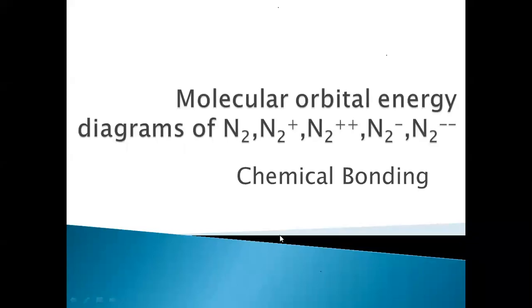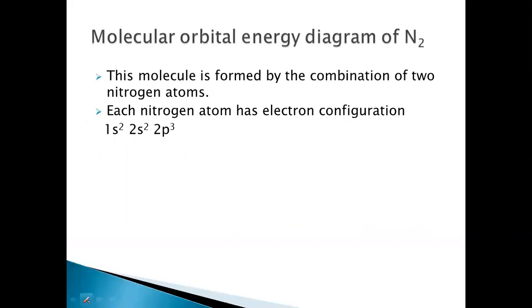In this video, I'm going to discuss the molecular orbital energy diagrams of N2, N2 plus and N2 minus. This I've discussed in my previous video. Now let's discuss the molecular orbital diagrams of N2 plus and N2 minus in detail. If you first look at the molecular orbital energy diagram for nitrogen, then we'll go for the ions.